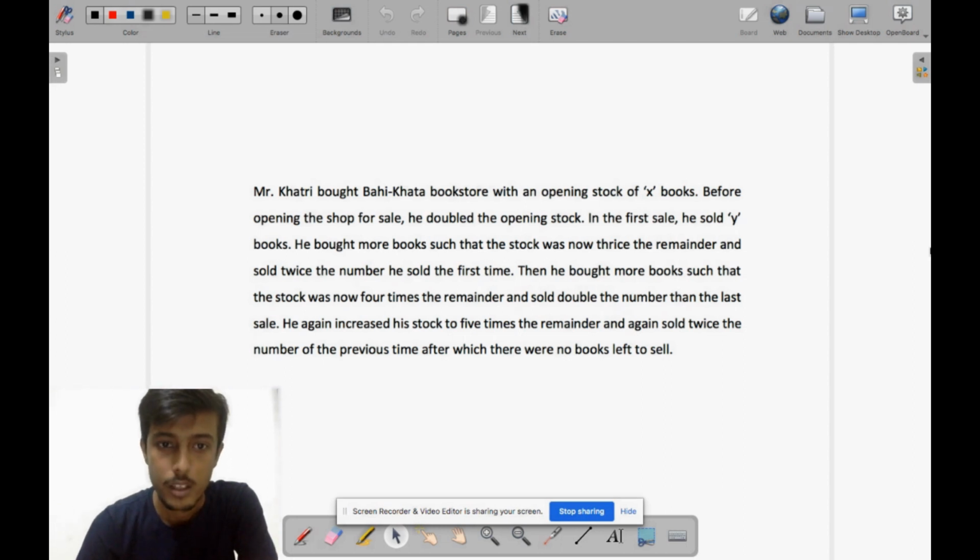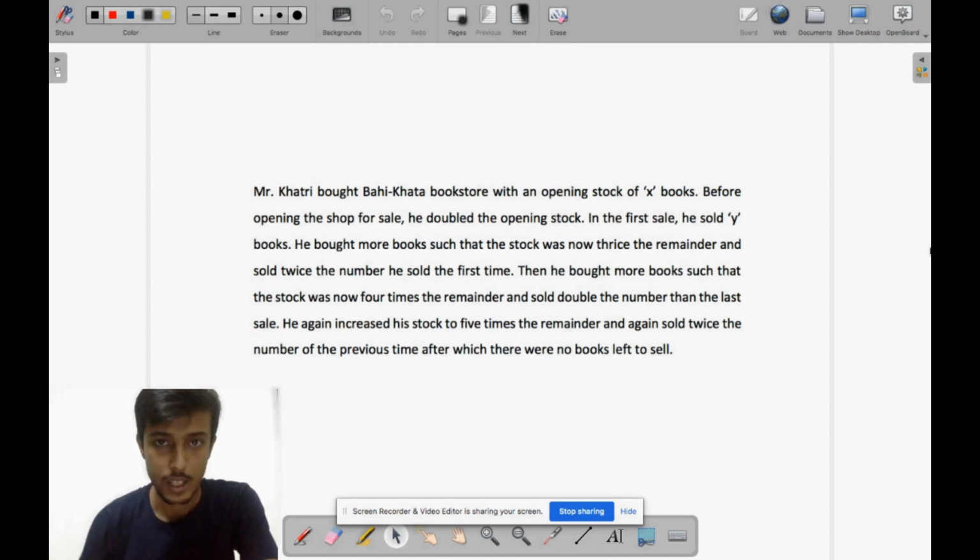Mr. Khatri bought Bahi Khata bookstore with an opening stock of X books. Before opening the shop for sale, he doubled the opening stock. In the first sale, he sold Y books. He bought more books such that the stock was now thrice the remainder and sold twice the number he sold the first time. Then he bought more books such that the stock was now 4 times the remainder and sold double the number of the last sale. He increased his stock to 5 times the remainder and again sold twice the number of the previous time, after which there were no books left to sell.